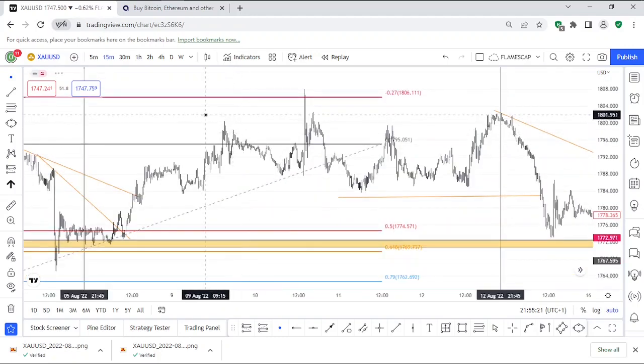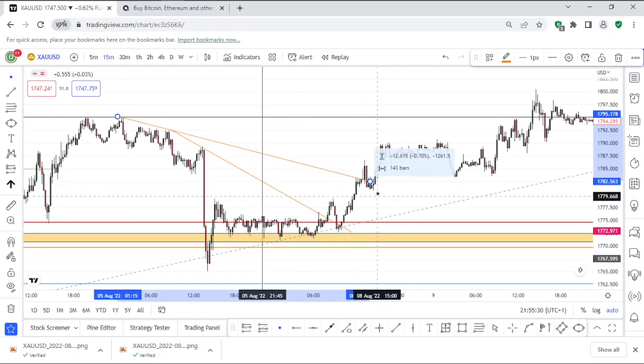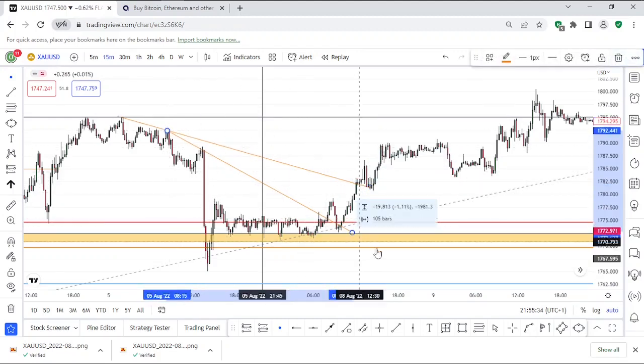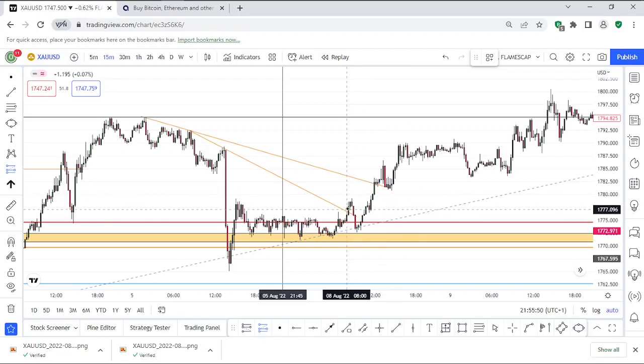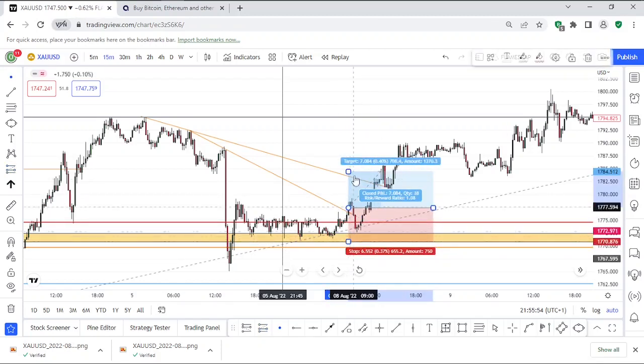So scale down to the 15 minutes, and from there you plot your counter trend line. You can have more than one counter trend line, which you are expecting the market to break before you enter, of which you can have entry 1 and entry 2. But I prefer to just enter one. So at the break of this counter trend line, you enter your first trade.